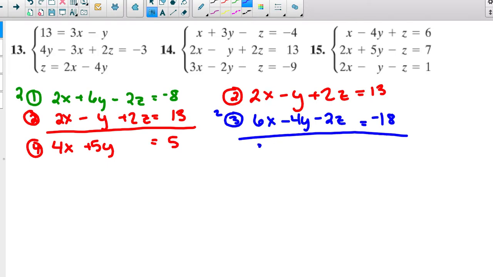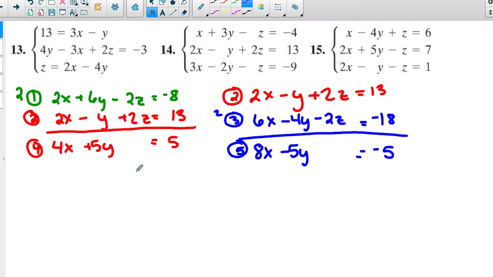2x plus 6x is 8x. Negative y and negative 4y is negative 5y. 2z minus 2z cancels each other out. 13 minus 18 is going to give us a negative 5. And I almost said negative 6. This is equation 5 because we created it by adding the two equations together. And then there's 1, 2, 3, 4, 5.